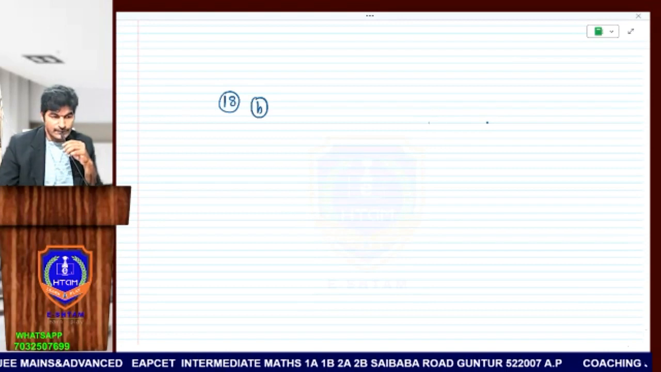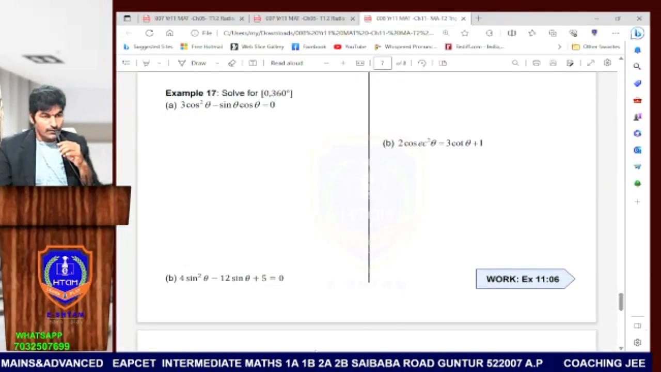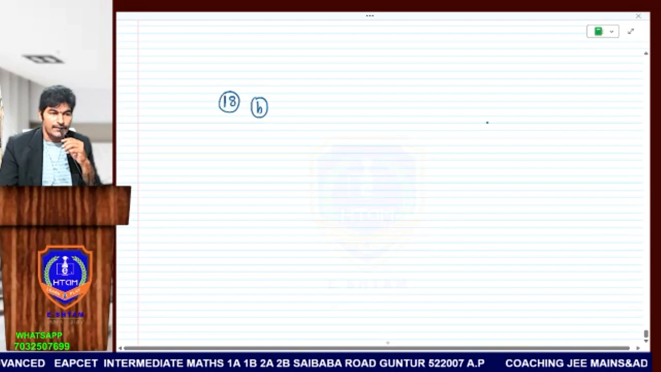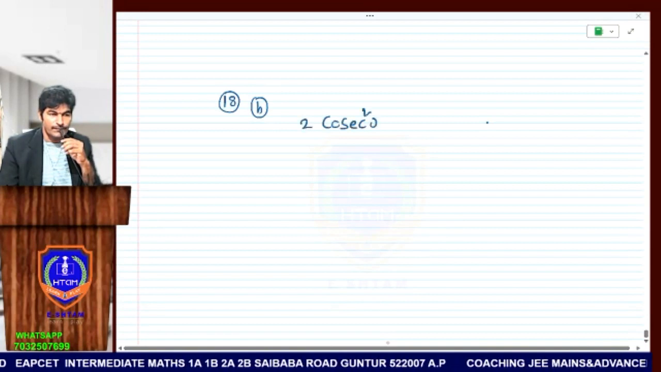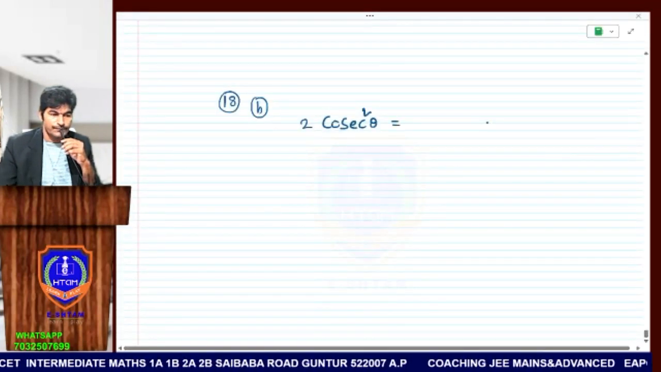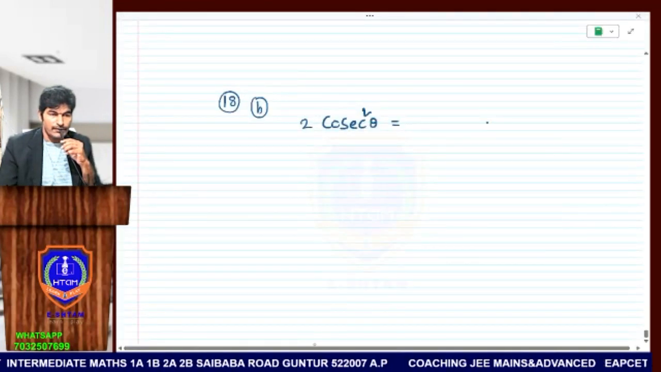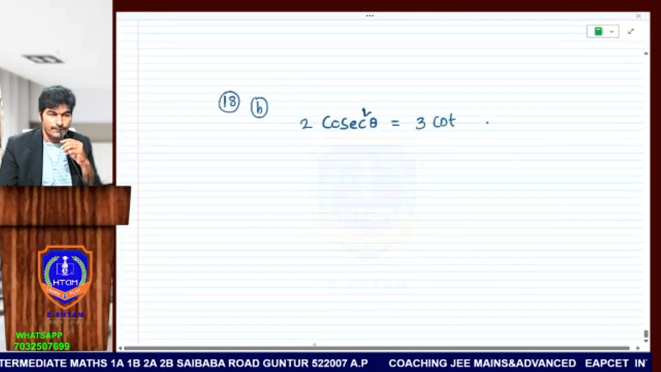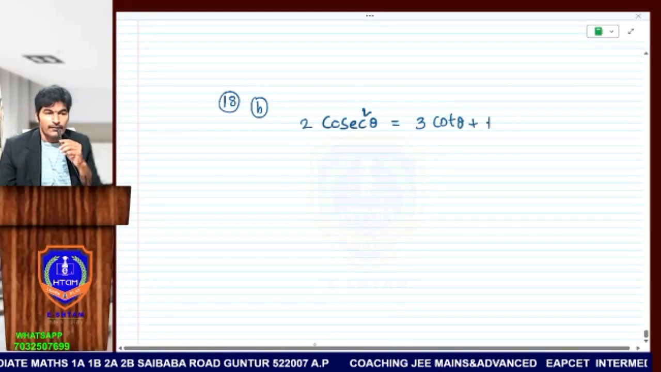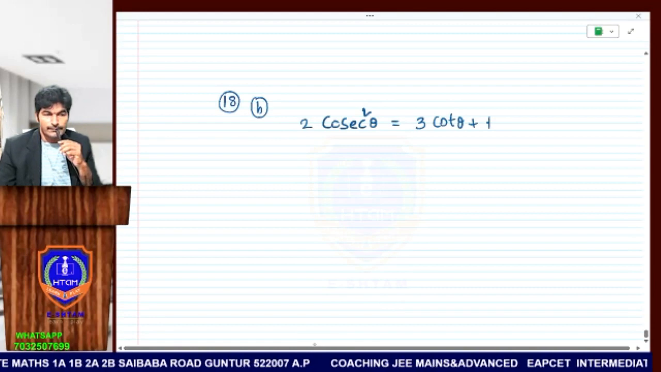18b, it says 2 cosecant square theta equal to 3 cot theta plus 1. Okay. So we can write this.